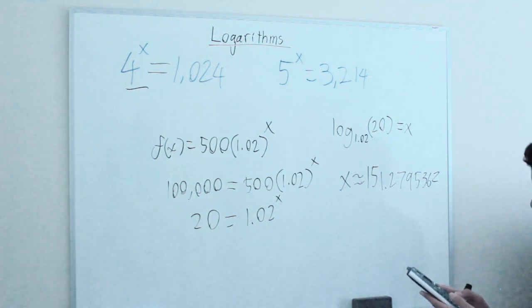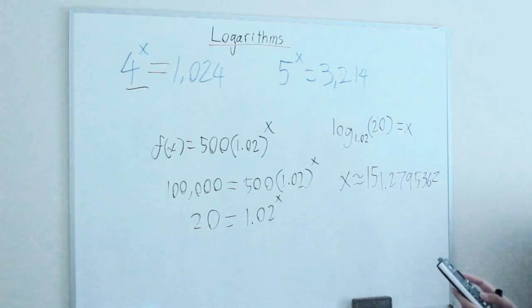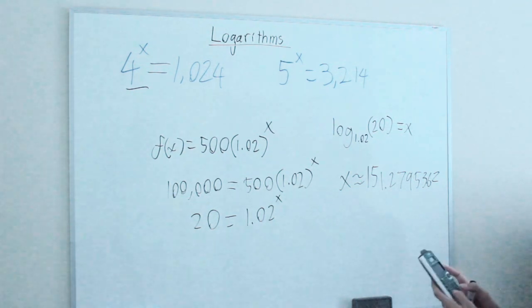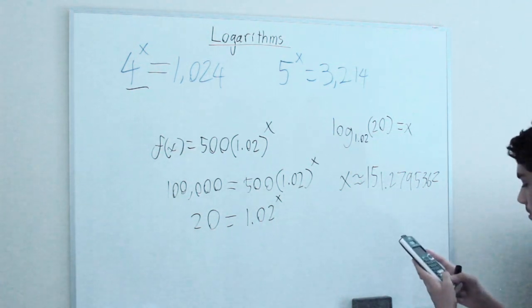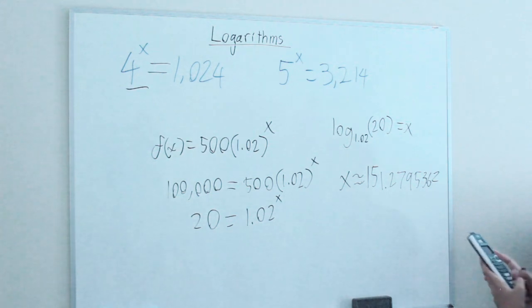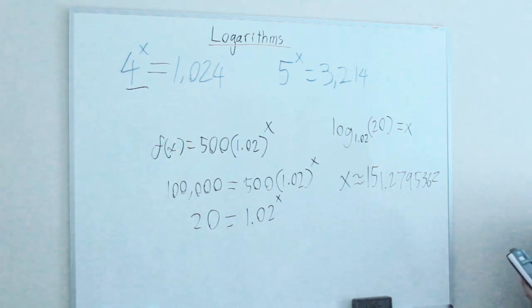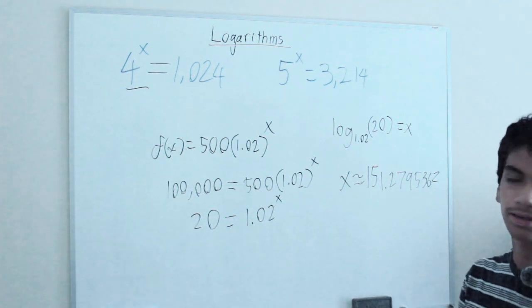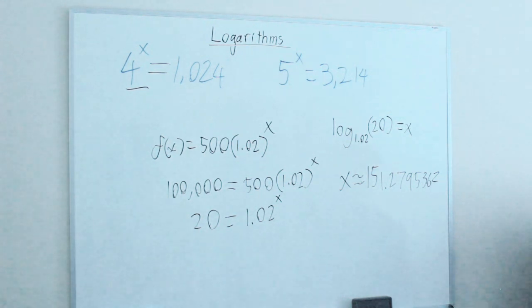We can double check by doing 500 times 1.02 to the power of 100.79. And that does give me 100,000.